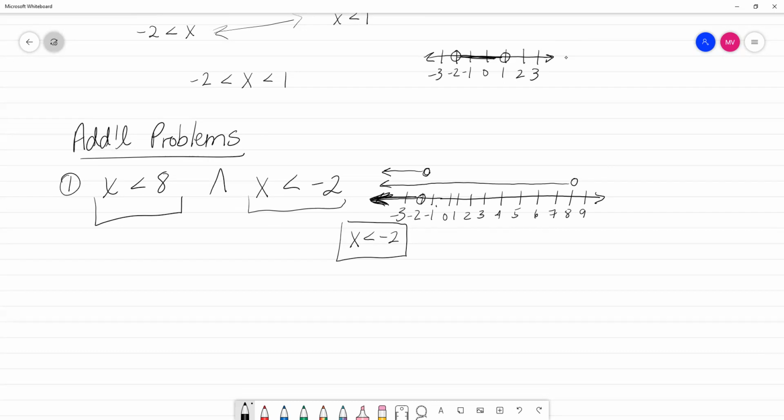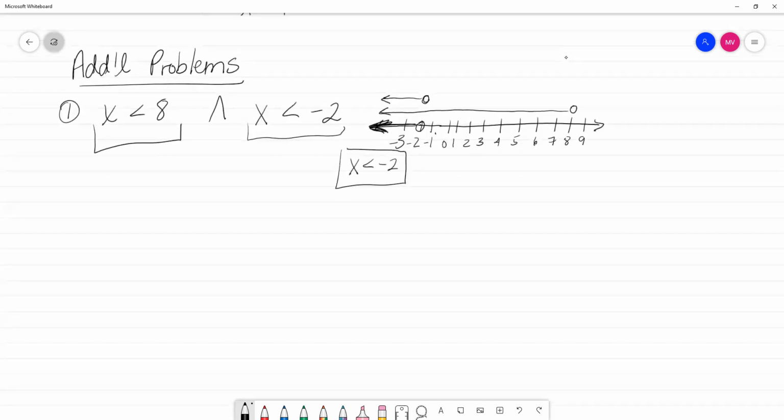Okay, let's do another one. You writing these down as we go along? Yeah. Okay, just so you have them for reference. Number 2. So Andrew, I'll let you have this one. X is less than 4 and X is greater than 1. The graph has to be a 4 and a 1.